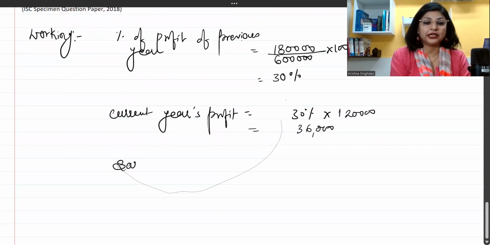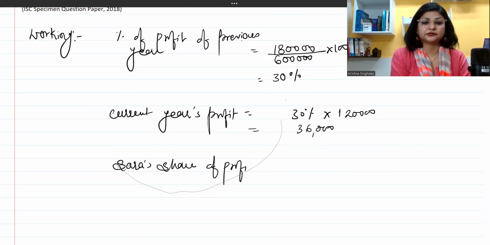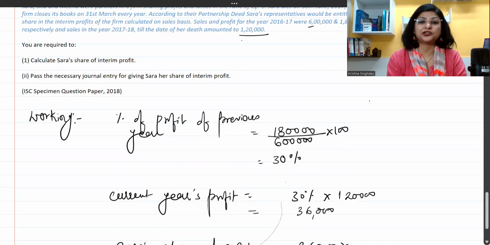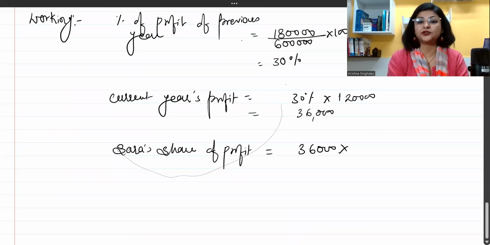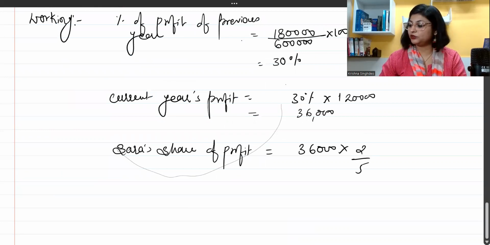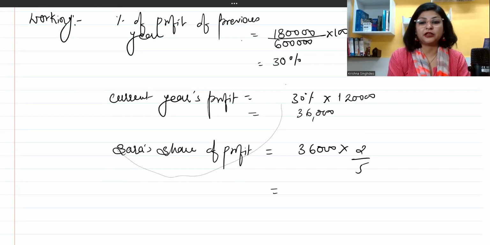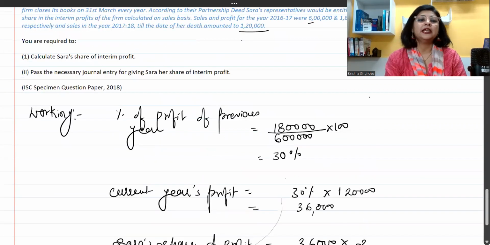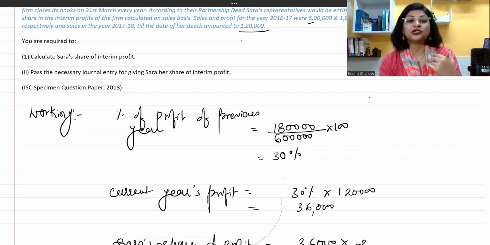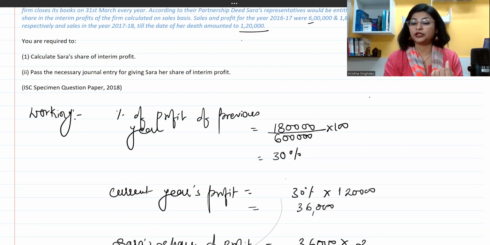So Sarah's share of profit is 36,000 multiplied by Sarah's share. Let me go and check. The partners are sharing profit in 2:1 ratio, which means Sarah's share is 2/5. When I do 2/5, Sarah's share of profit comes to 14,400 rupees. So this is the first answer. They have asked us two things. Number one, calculate Sarah's share of interim profit, and then pass the journal entry for giving Sarah's share of interim profit.